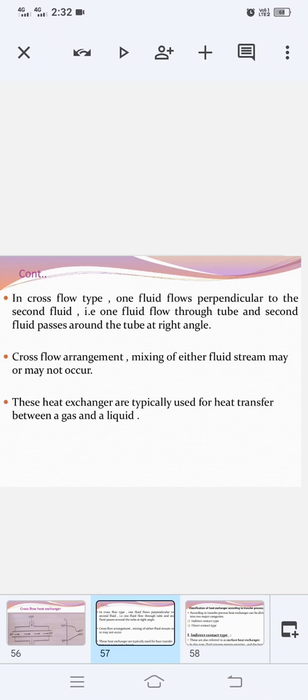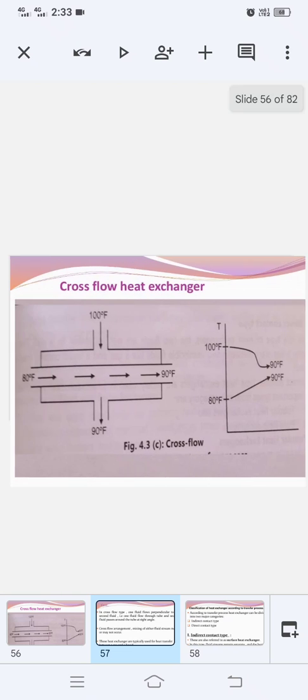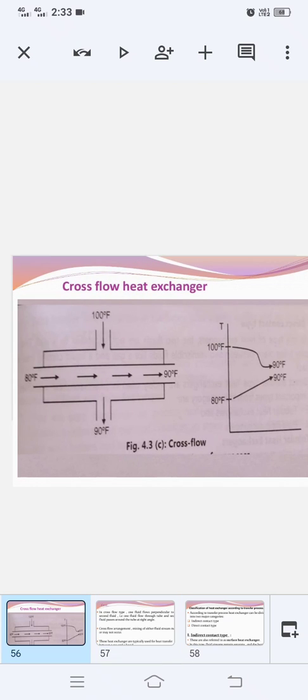The third one is the cross flow type heat exchanger. In cross flow type, what happens? One fluid flows perpendicular to the second fluid. That is, one fluid flows through the tube and the second fluid passes around the tube at right angles, like this. This is the diagram of a cross flow heat exchanger. You can see that one fluid is flowing towards the right and the other fluid enters perpendicularly above the flowing fluid.